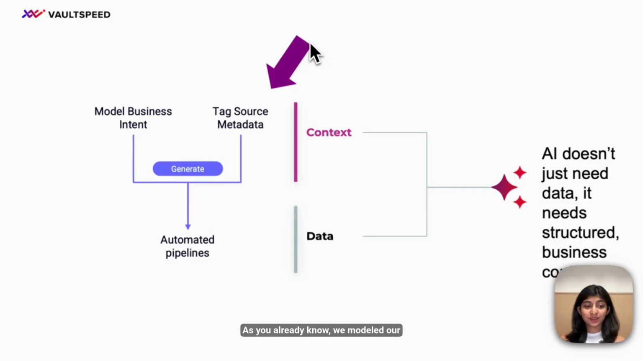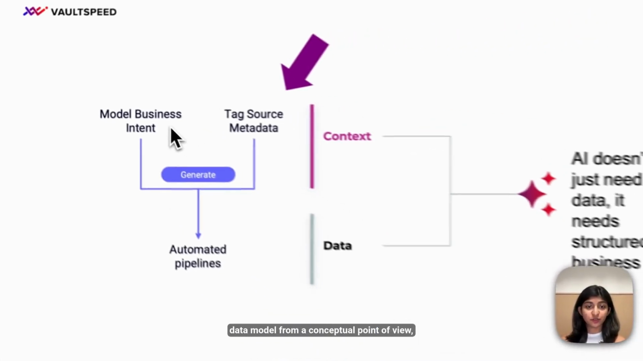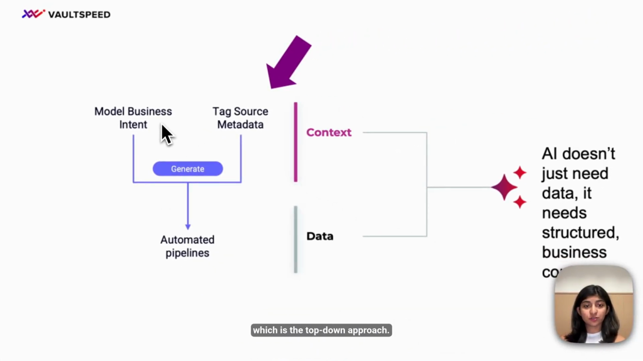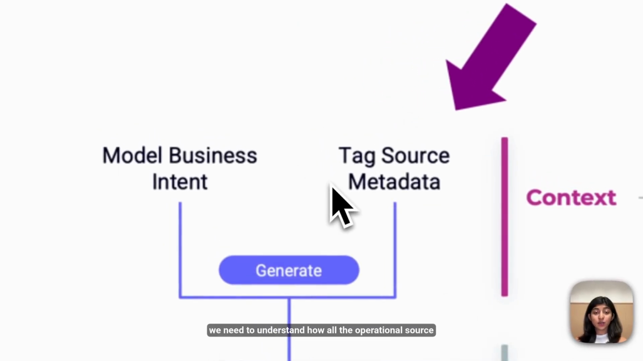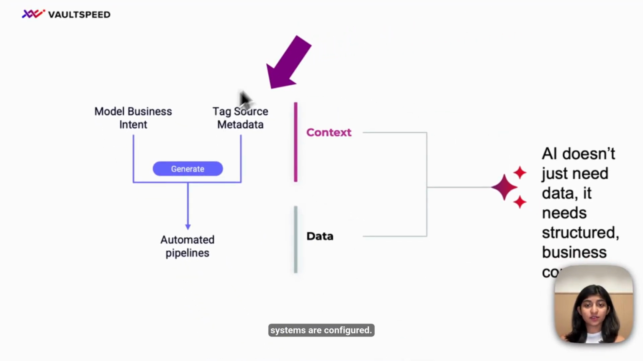Hi there. As you already know, we modeled our data model from a conceptual point of view, which is the top-down approach. Now, for the second ingredient, we need to understand how all the operational source systems are configured. For that, we need to get the technical metadata.